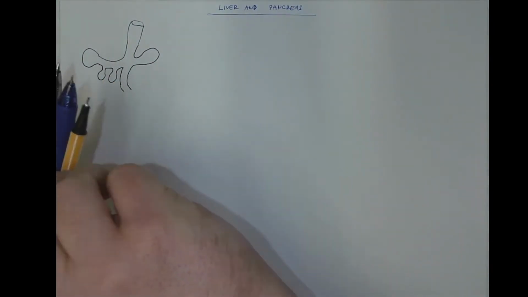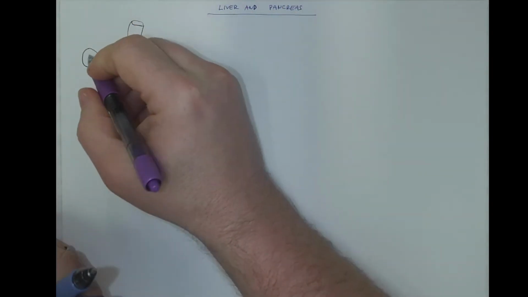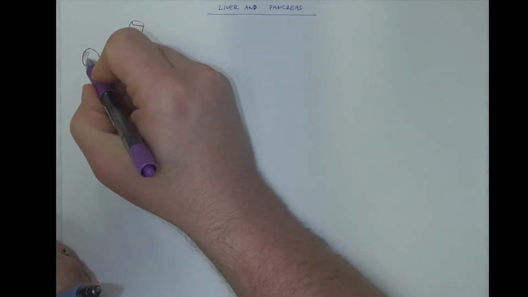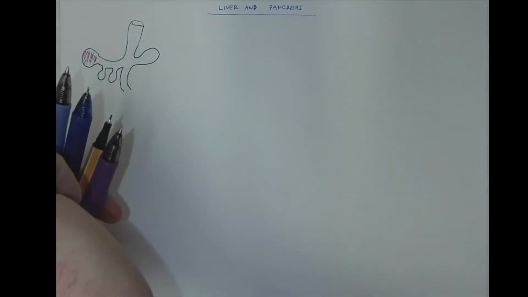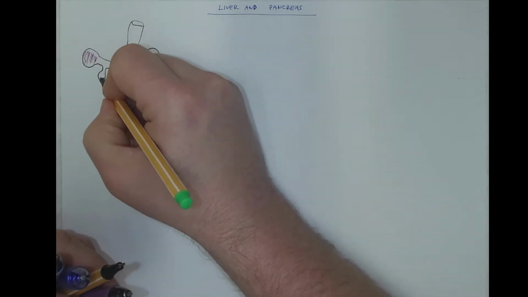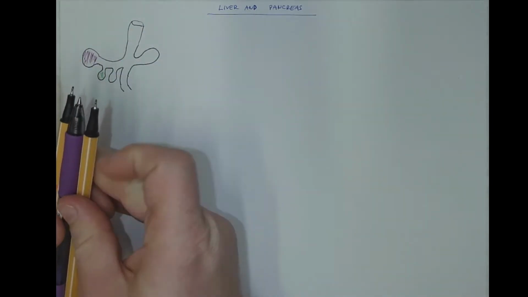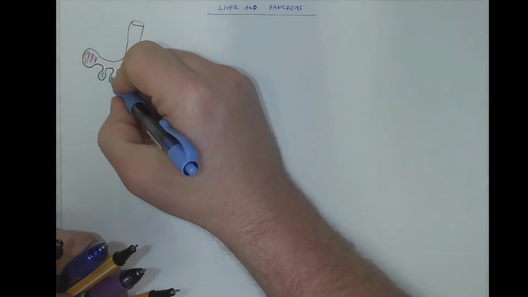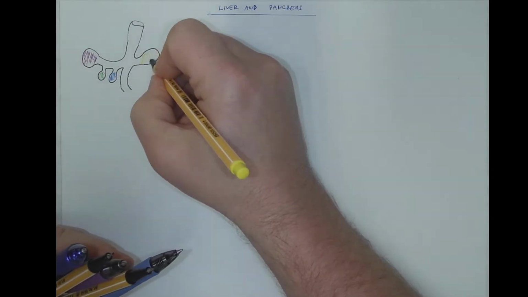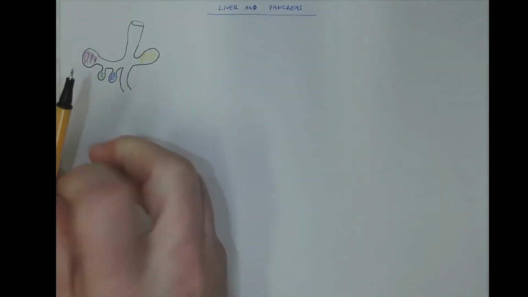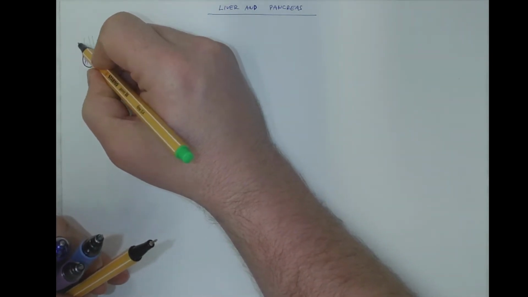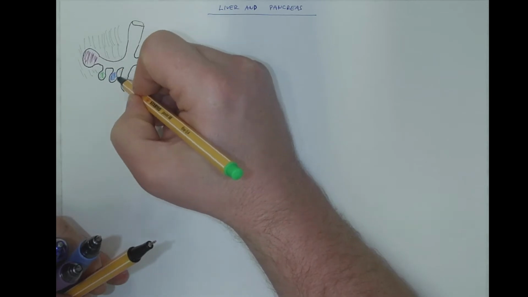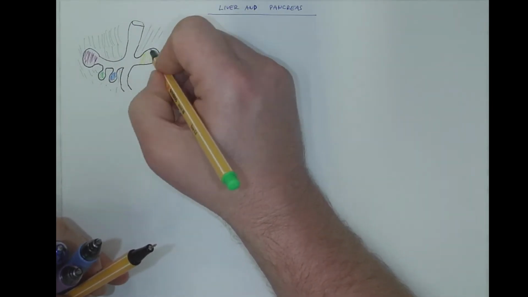So let's use some colors to differentiate all these buds and diverticula. Purple for the hepatic bud, green for the primordium of the gallbladder, blue for the ventral pancreatic primordium, and let's see, yellow for the dorsal primordium of the pancreas. These buds are infiltrating the ventral mesentery, the ventral mesenteries here, and the dorsal mesenteries.